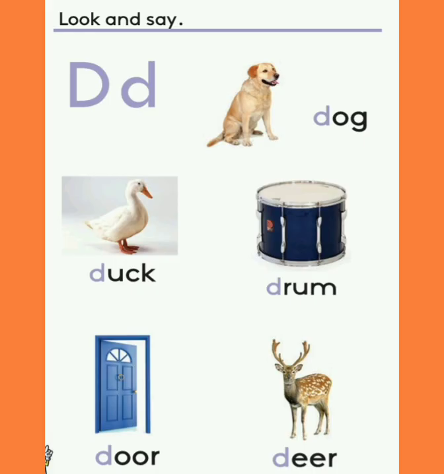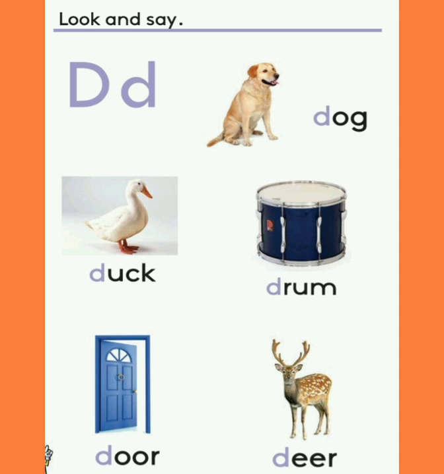Okay, now let us see simple D. How to write this simple D neatly? What you have to do is draw a small curve like C, small c. Then you are going to draw a line from top to bottom joining this curve. Okay, so you first draw a curve same like the simple C, then you are going to join that with a line. Okay, students, now let us identify the words starting with letter D.